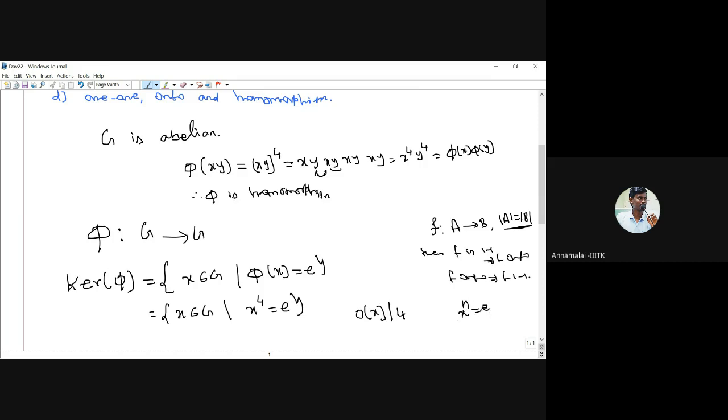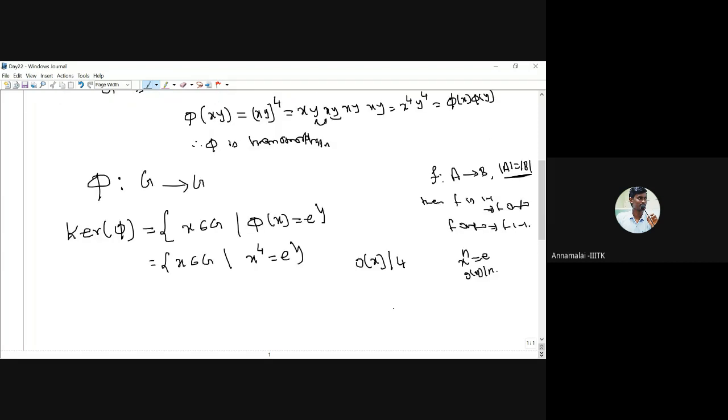But if x power n equals the identity, we cannot say n is the order of x. But the order of x divides n. Now, we don't know that 4 is the smallest positive integer such that x power 4 equals identity, but we can say the order of x divides 4. Therefore, what are the possible values of the order of x? Maybe 1 or 2 or 4.